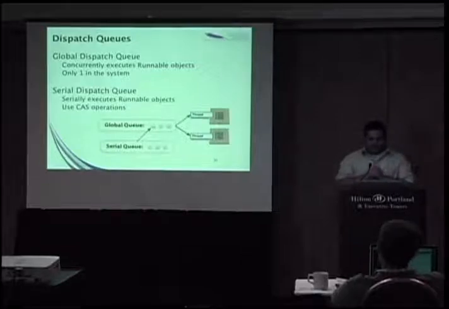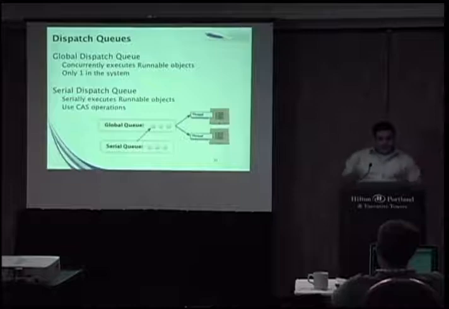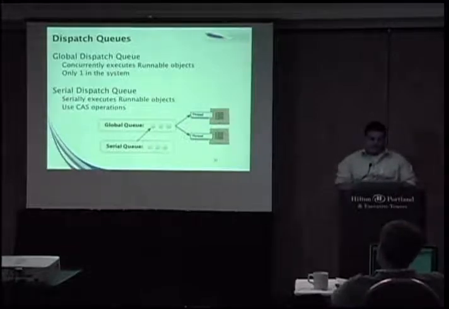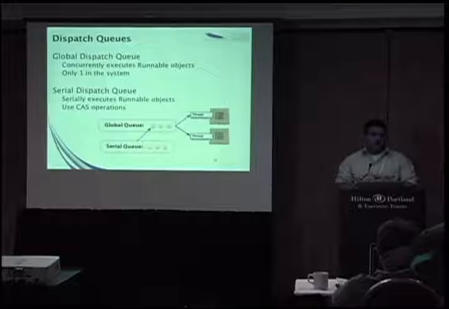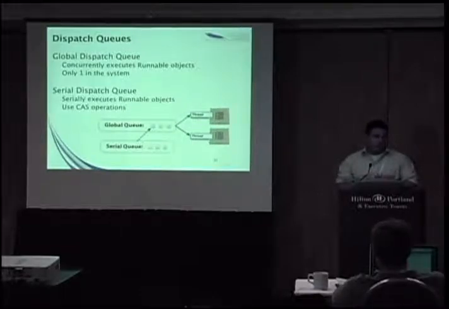One of the central concepts in HawtDispatch is something called a dispatch queue, and there are two variations. There's one called a global dispatch queue, and there's only one of these per system. When you enqueue runnables into it, they basically execute concurrently. So you can think of this as your traditional thread pool executor, okay?